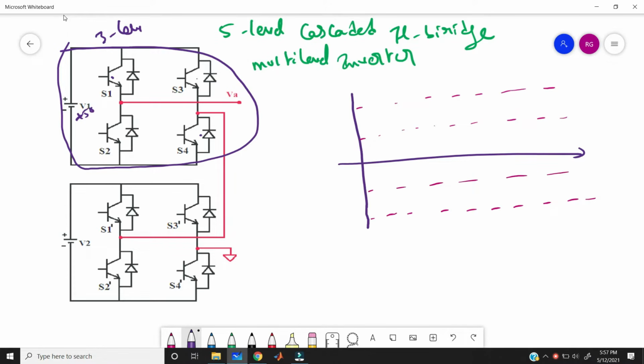If you turn on S3 and S2, you can get the negative 50, right? And if you turn on S1 and S2, you can get the 0. So these are the 3 levels only we are getting in normal inverter.